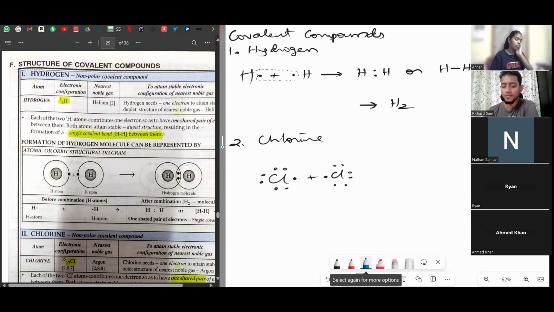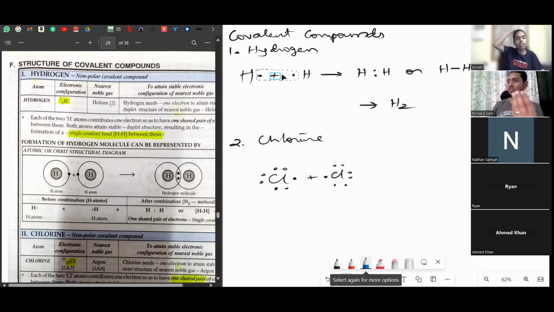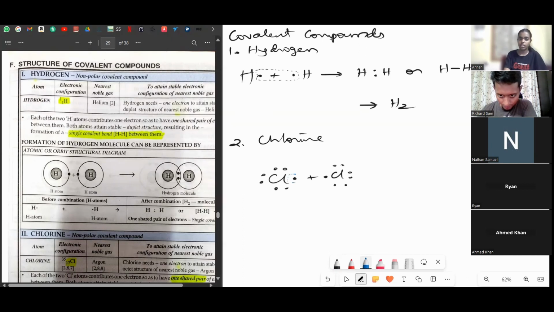Okay, next we'll see chlorine. So chlorine has how many electrons in the outermost orbit? 7. So chlorine needs how many electrons now? Needs 1. Remember this. If it needs 1 electron, it has to share 1 electron. It's like you give and take. You give 1 electron, you'll get 1 electron. See, hydrogen needed 1 electron, so it shared 1 electron. It only had 1 electron to share, it shared that. Now chlorine has 7 electrons. But if it needs 1 electron, what it has to do? It has to share 1 electron. It doesn't have to share all 7. Okay, so this 1 electron over here, we will share with the other chlorine.